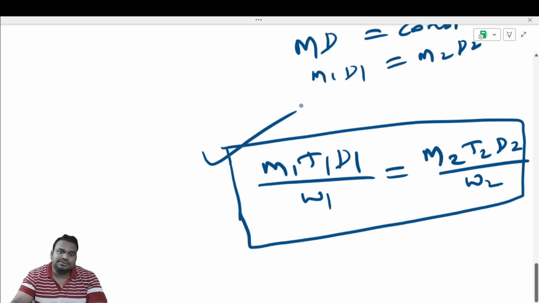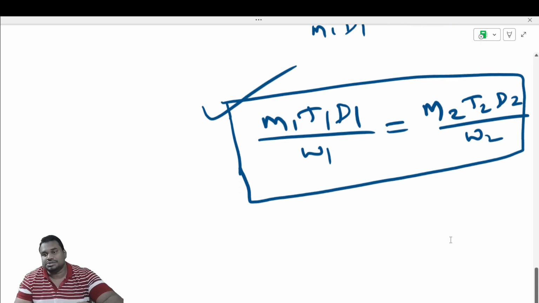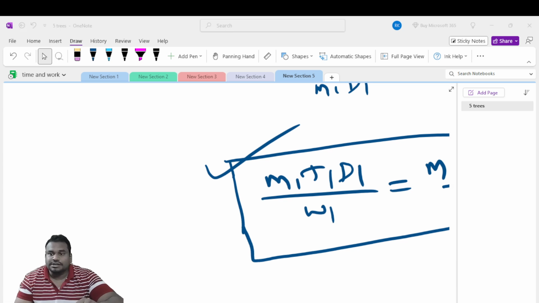Okay, this is one of the important equations. Here M is the number of men, T is time in hours, D is days, and W is the amount of work to be finished. So M1 T1 D1 by W1 is equal to M2 T2 D2 by W2. You have to remember this formula, whether you remember it by heart is your wish. Ultimately you should be able to use this formula to solve some types of questions that I am going to introduce now. So remember this formula, M1 T1 D1 by W1 is equal to M2 T2 D2 by W2.